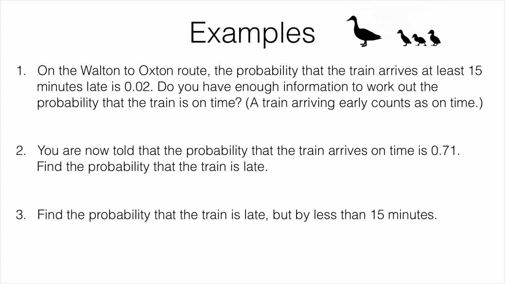In this question, the only information we have is the probability that the train is at least 15 minutes late. If we work out 1 minus 0.02, we will get 0.98. But that just gives us the probability that the train is not at least 15 minutes late. So in other words, the train is less than 15 minutes late. That is not the same as the probability of the train being on time. Being less than 15 minutes late could still mean that the train is a bit late. The answer to this question then is no.